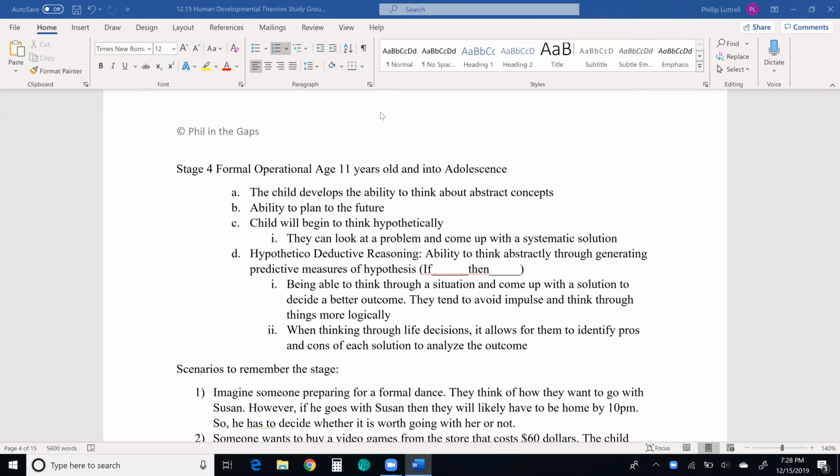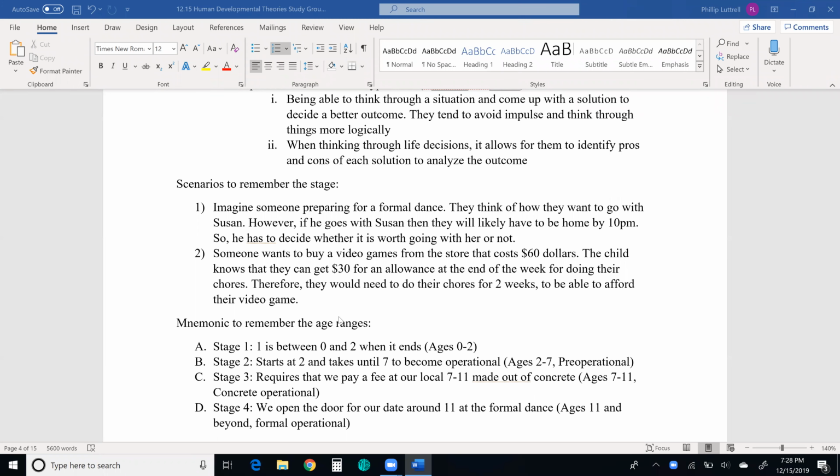So scenarios to remember this stage, imagine someone preparing for a formal dance. They will think of how they want to go with Susan. However, if he goes with Susan, then they will likely have to be home by 10 p.m. So he has to decide whether it is worth going with her or not. So formal dance for formal operational.